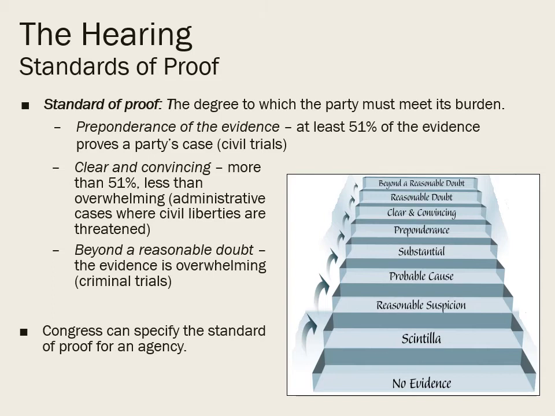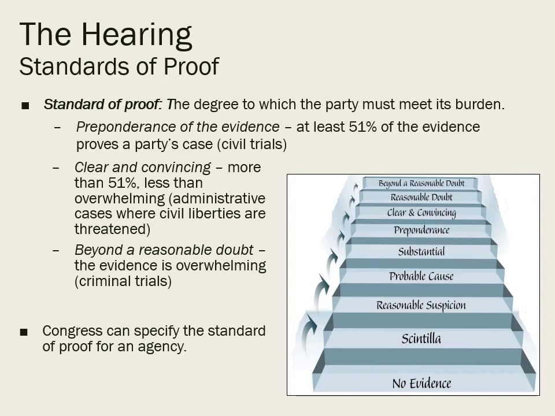In Article III courts during civil trials, the burden is a preponderance of the evidence. That means that it is more likely than not that a plaintiff has proved her case. That can be as little as 51% to 49%. That is still a preponderance of the evidence.